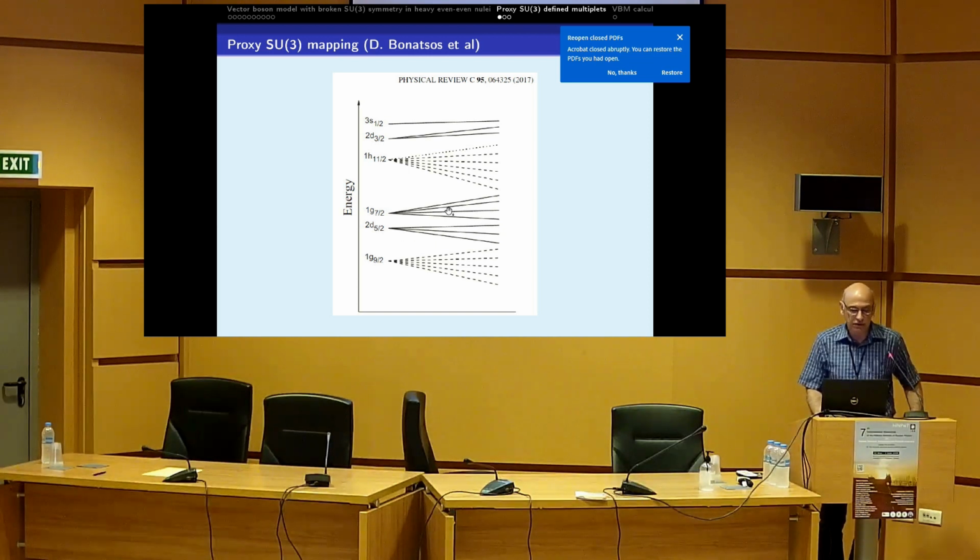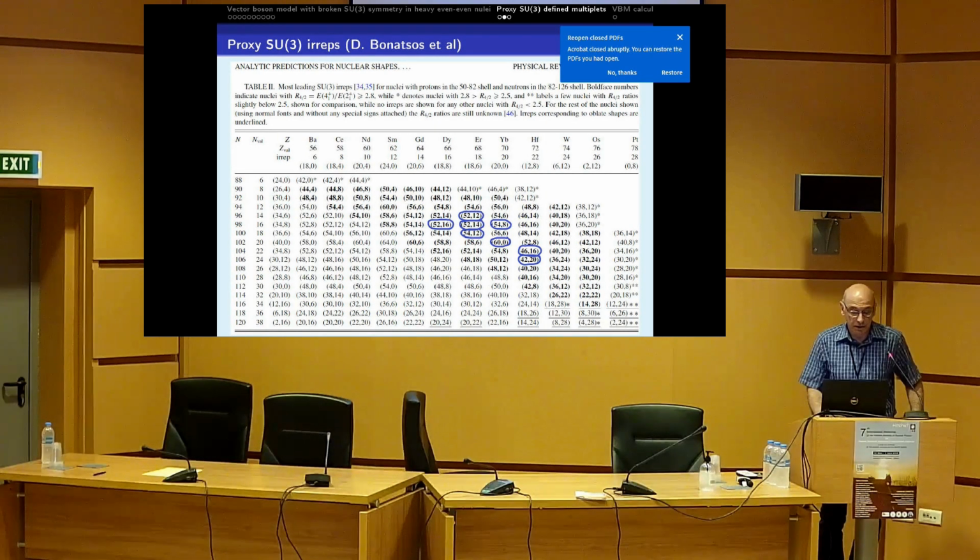Having this new shell structure, you also have a new way of appearance of valence particles, and on the basis of these valence particles in these proxy-SU3 shells, one can determine the SU3 multiplets. This was done for the rare earth nuclei, and here I show how the lambda mu irreducible representations look for the nuclei which I showed in the table before.